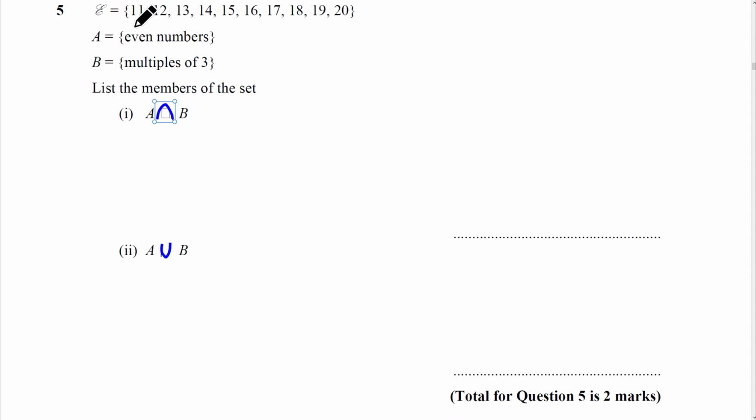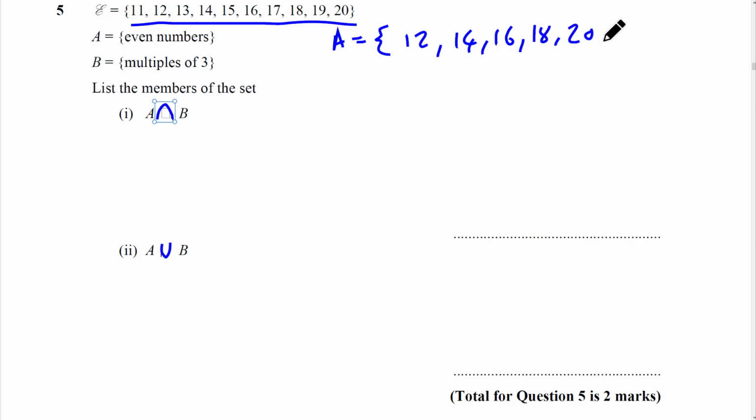Right, question 5, you've got a set of numbers here. A is all the even numbers. So let's just show you. A is all the even numbers. That's 12, 14, 16, 18 and 20. B's are multiples of 3. So that's going to be 12, 15 and 18.